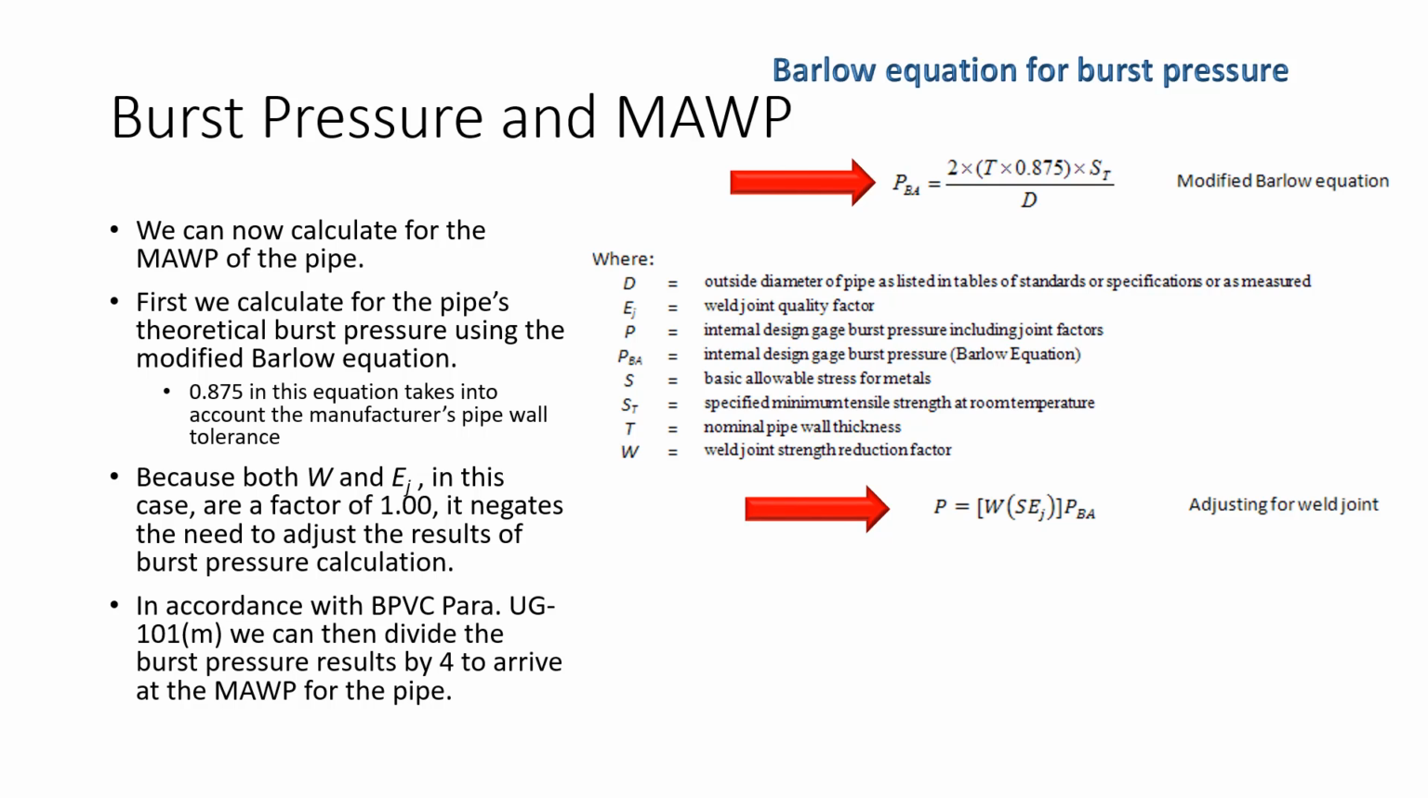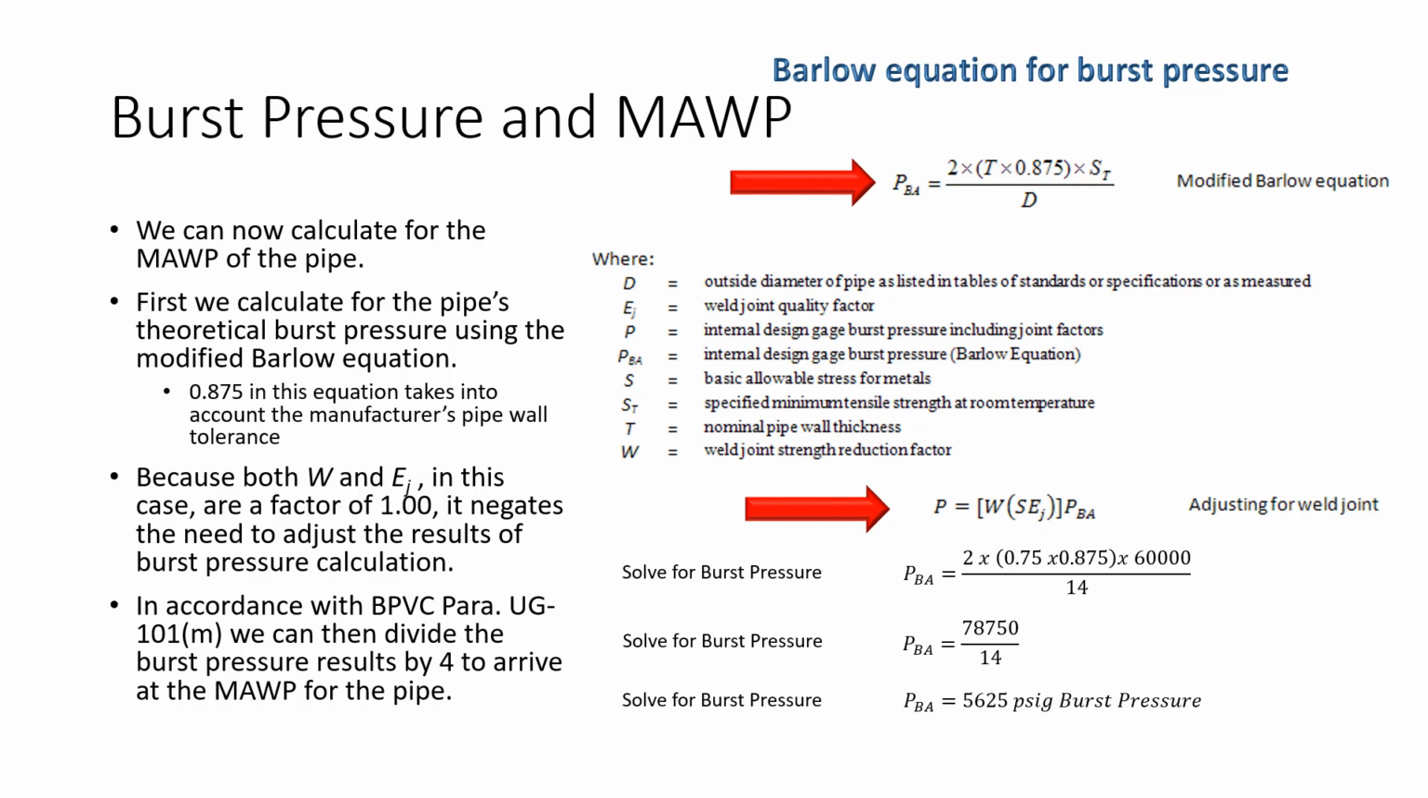The first step in solving for pipe burst pressure is to replace the symbols in the modified Barlow equation above with values for the 14-inch NPS pipe we are using. In step 2, we simplify the calculation, and in step 3, we have the resulting 525 psig burst pressure.